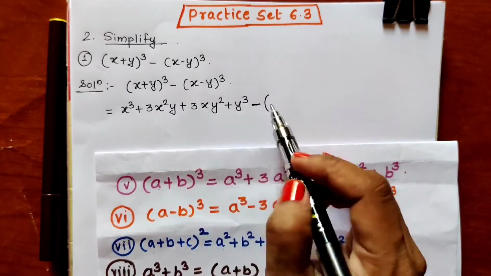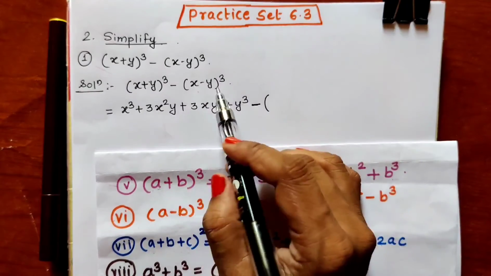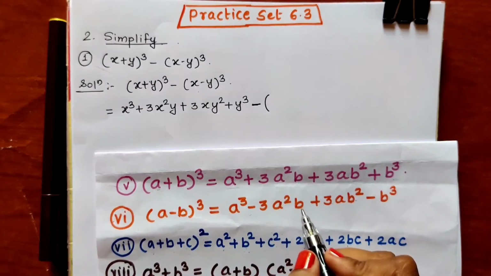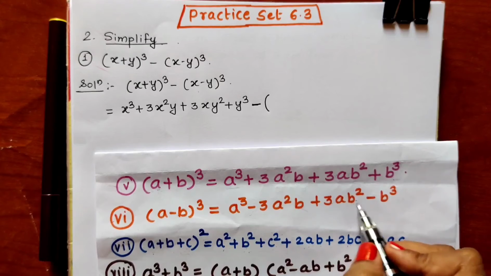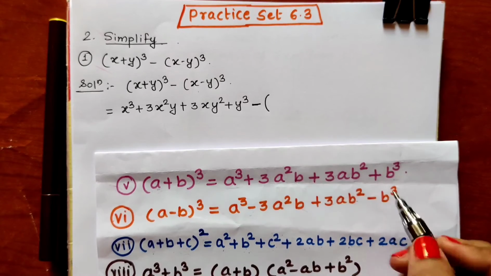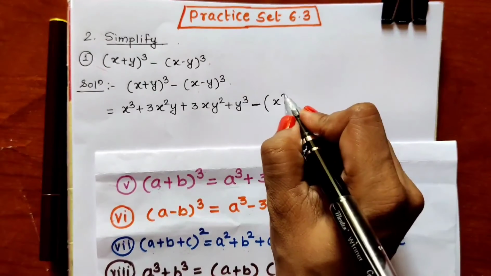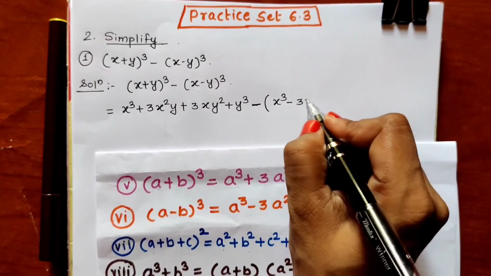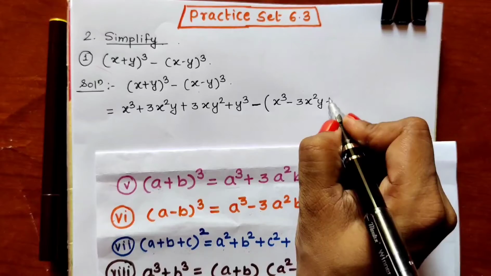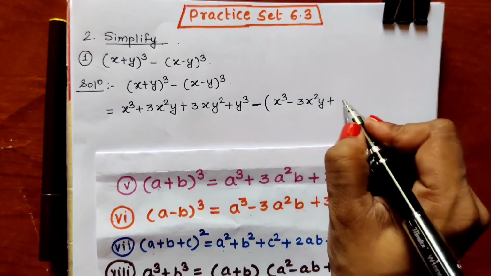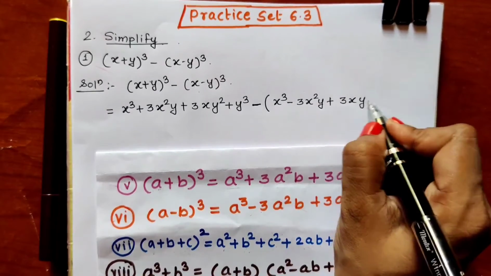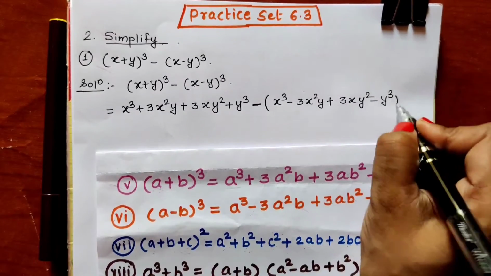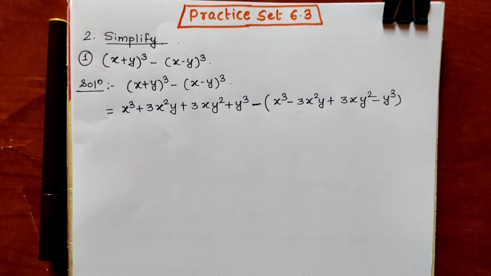But when minus sign is there, always write the expansion of the second bracket in bracket only. So a cube minus 3a square b plus 3ab square minus b cube. This formula we are going to apply. That means x cube minus 3x square y plus 3xy square minus y cube. So in this way we have applied the formula in this step.